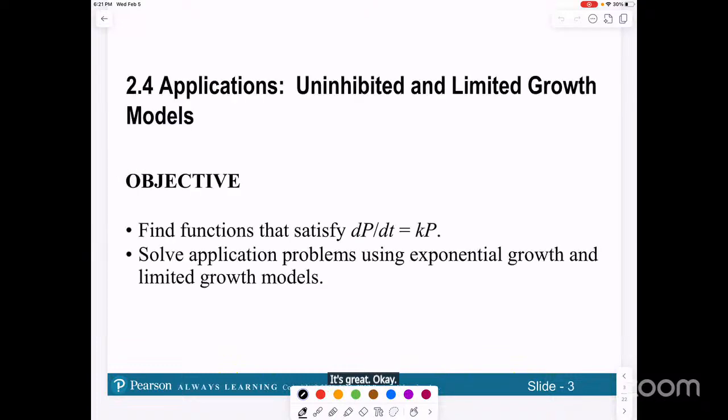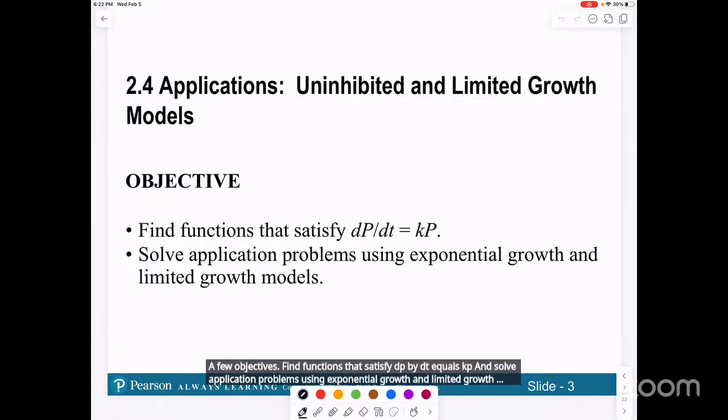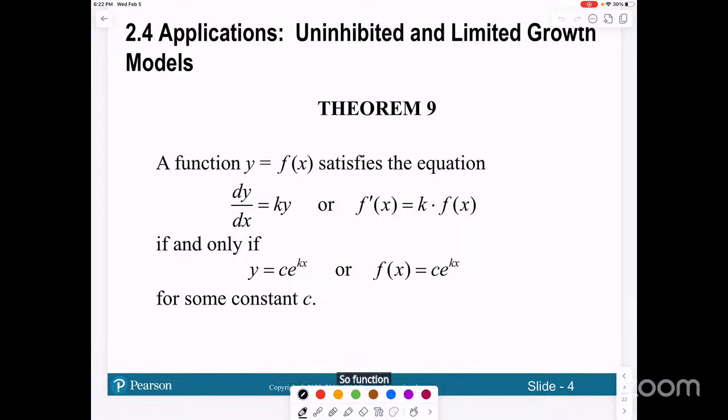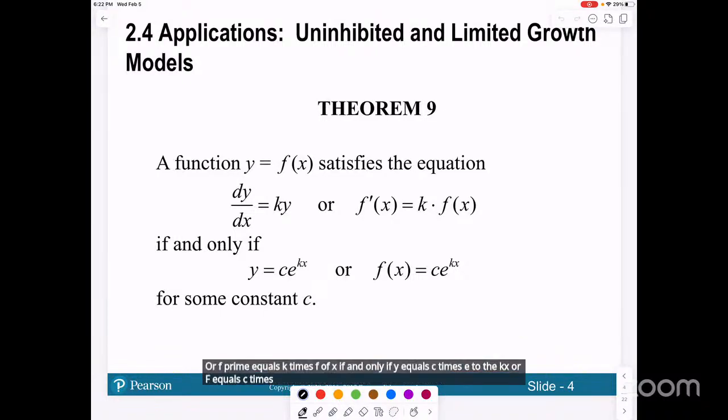Okay. So here we're moving into section 2.4, applications: uninhibited and limited growth models. A few objectives: find functions that satisfy dP/dt equals kP, and solve application problems using exponential growth and limited growth models. A function y equals f(x) satisfies the equation dy/dx equals k times y, or f prime equals k times f(x), if and only if y equals c times e to the kx, or f equals c times e to the kx for some constant c.